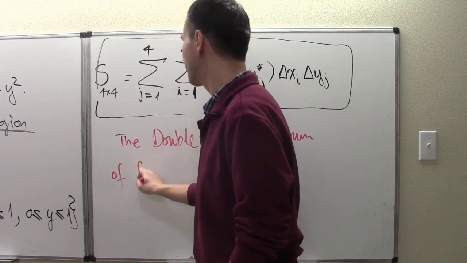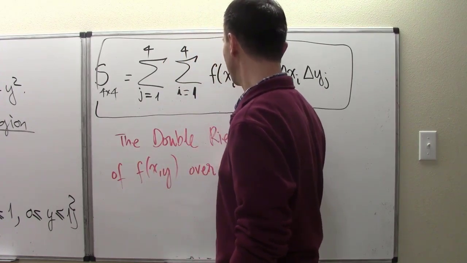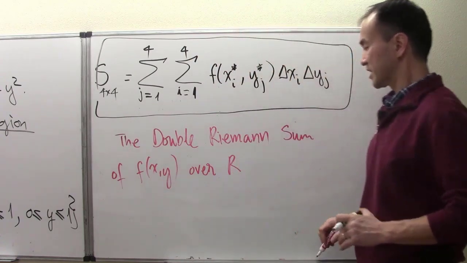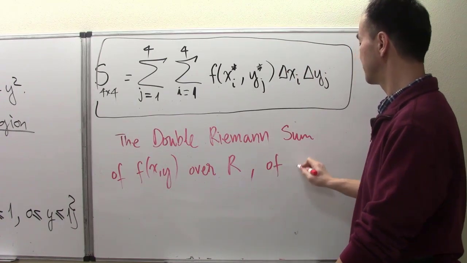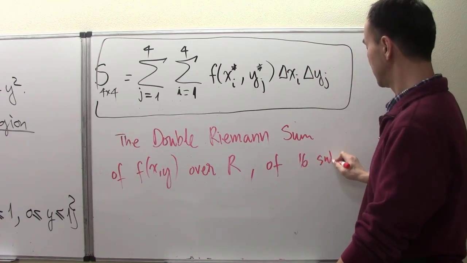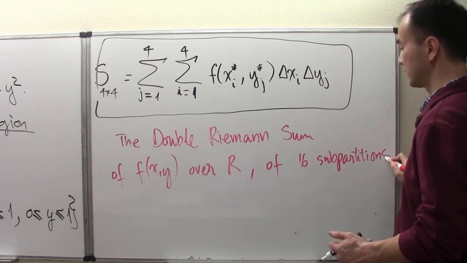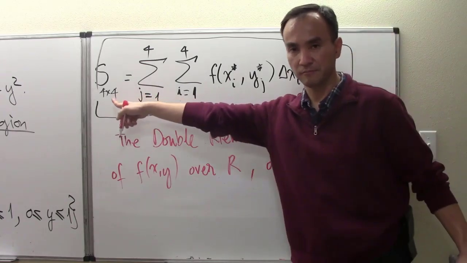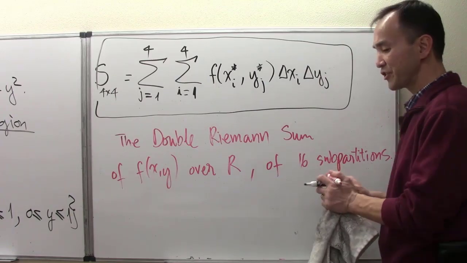Of the function f of x, comma y over the region R. But then specifically of 16 sub-partitions, and 16 because it's 4 by 4.